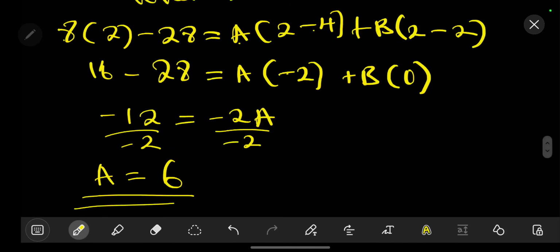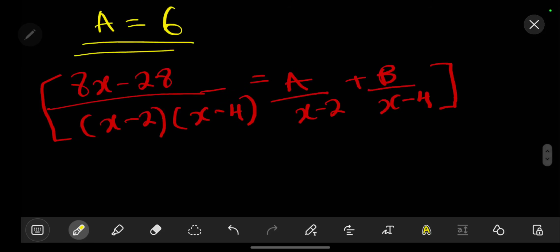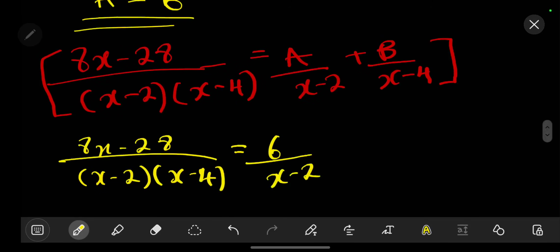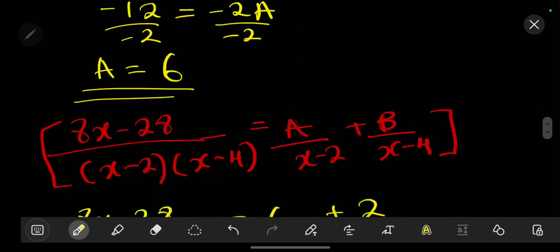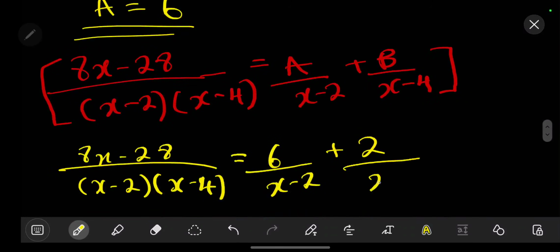So we have found the two values. Let's just write the answer now. We say that 8x minus 28 over x minus 2, x minus 4 should be equal to, where a is, 6 over x minus 2, plus, where b was found to be 2, 2 over the denominator, which is x minus 4. Then you have done that one.